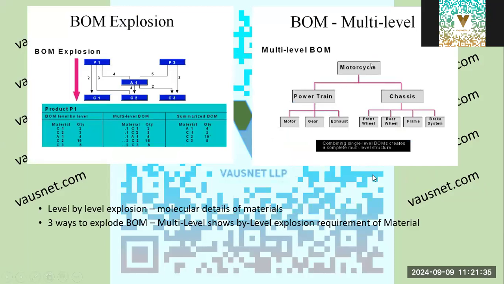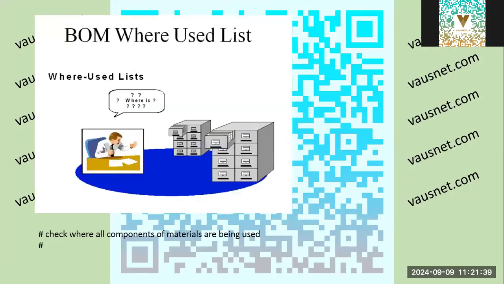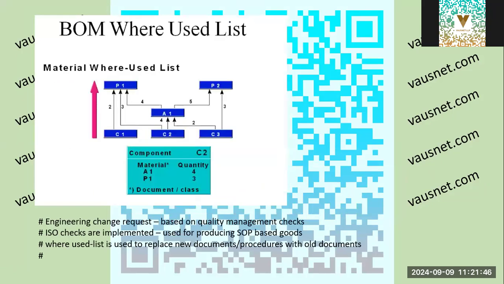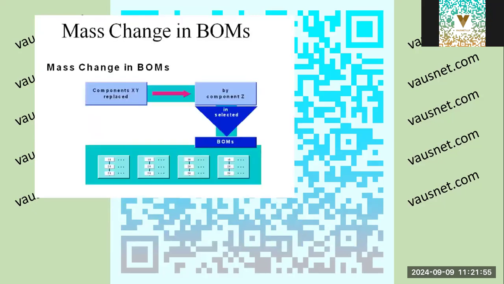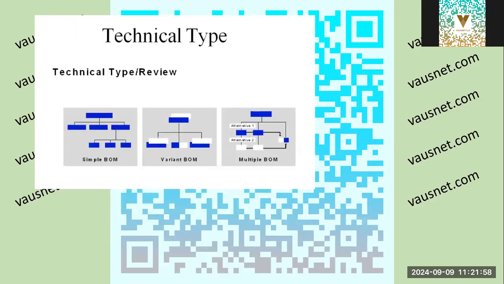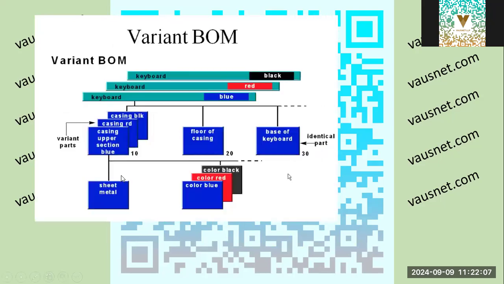Multi-level BOMs have a breakdown structure of all the components. There is another feature, the where-used list, where it shows at what production level a component is being used. The material that is being used in the BOM basically has dependencies also. Mass changes in BOMs is also one feature that we can do. Technical types of BOMs are variant BOMs, multiple BOMs, and simple BOMs.